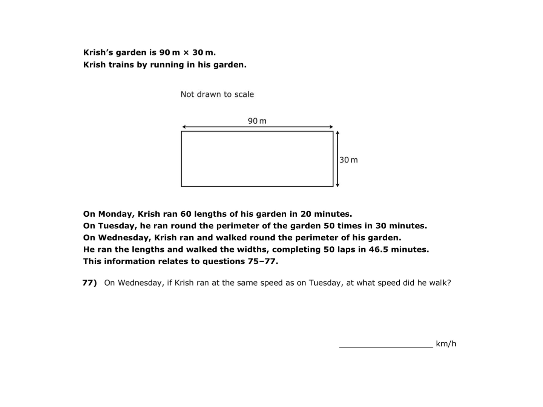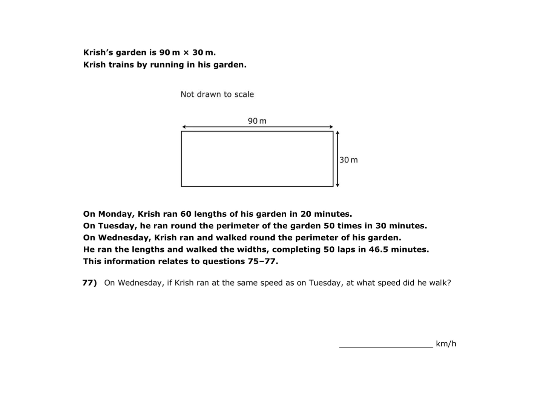Krish's garden is 90 metres by 30 metres. Krish trains by running in his garden. On Monday, Krish ran 60 lengths of his garden in 20 minutes. On Tuesday, he ran round the perimeter of the garden 50 times in 30 minutes.